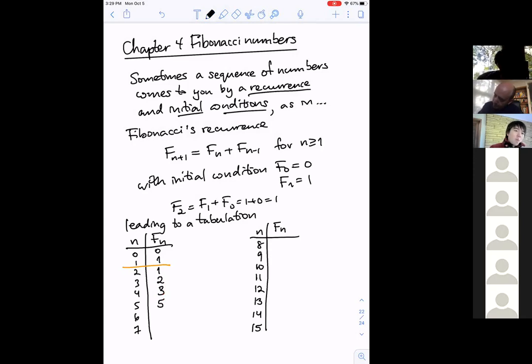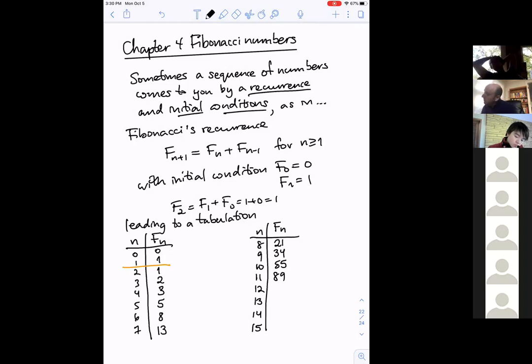F sub 6 is 3 plus 5 is 8. F sub 7 is 5 plus 8 is 13. Next one is 8 plus 13 is 21. Let's see, 21 plus 13 is 34. Next one is going to be 55. Next one is going to be 89. I'm just adding the previous two to get the next one.